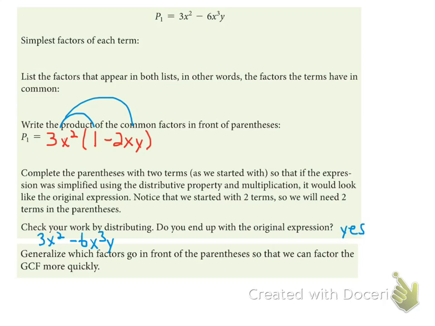So note, number 1, the number of terms in the original expression will be the number of terms in the parentheses. Number 2, if the terms do not have any common factors other than 1, the expression cannot be factored using the GCF.